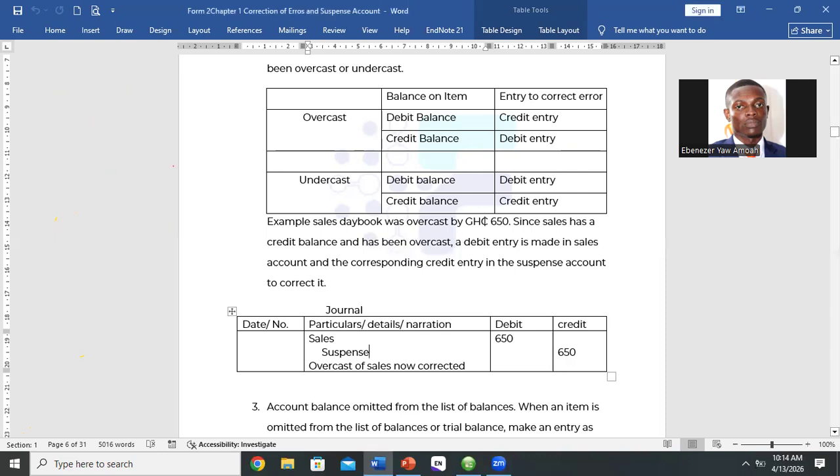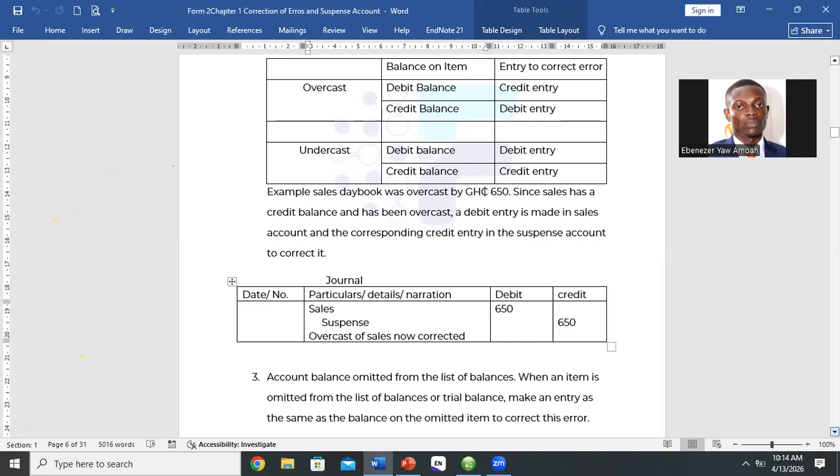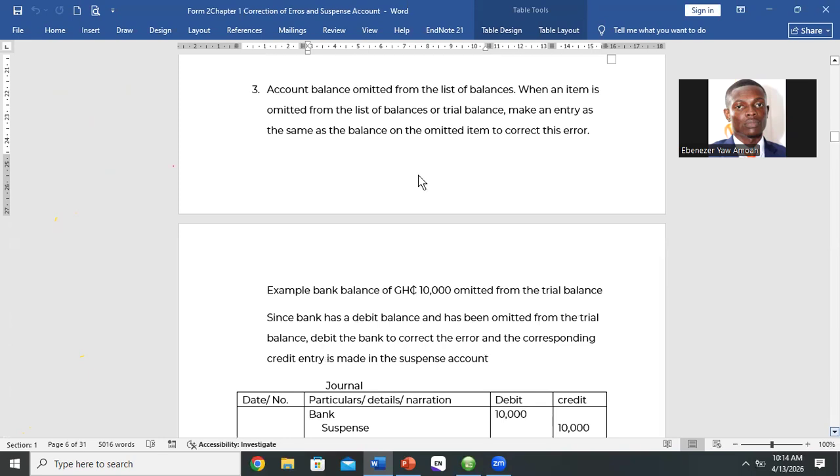Let's continue. So we've dealt with two errors, so single entry and then casting. Okay. Let's go to the third one. The third one is, no, let me let somebody read. I think the gentlemen have done the readings. Let me go to Prof. Josephine. Prof. Josephine, can you read number 3 for us?